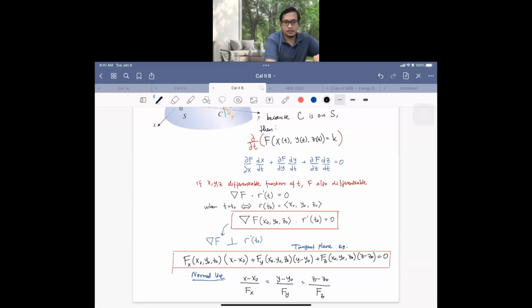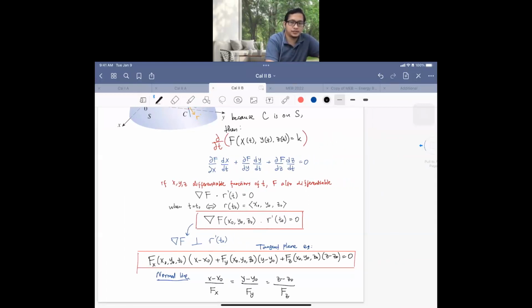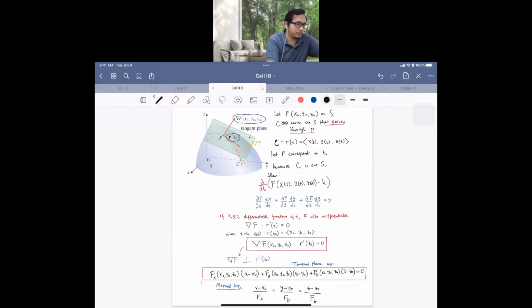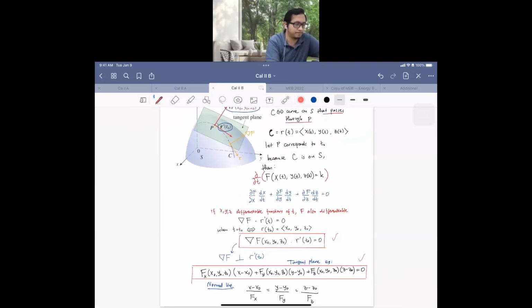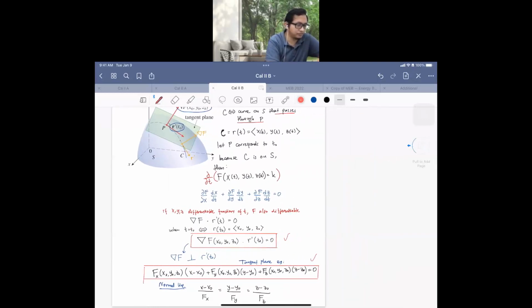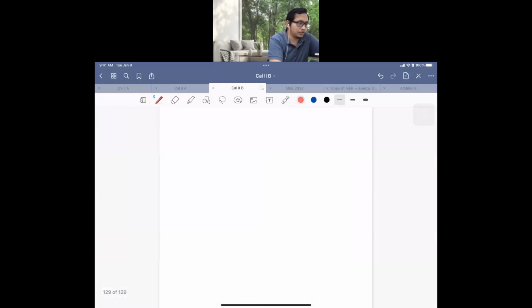Okay, I will go to the next page for an example. I hope for this page you can at least see that the key is these two. This is the key for the tangent plane. Let me give you an example.